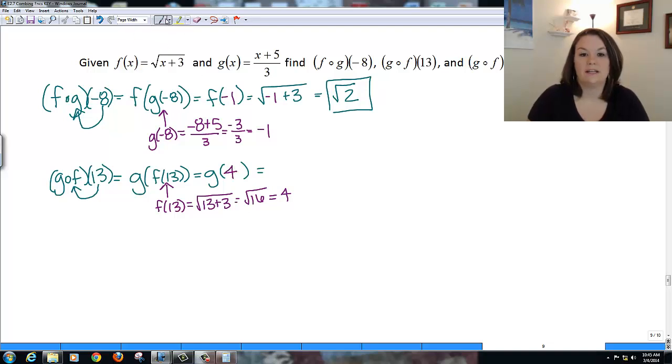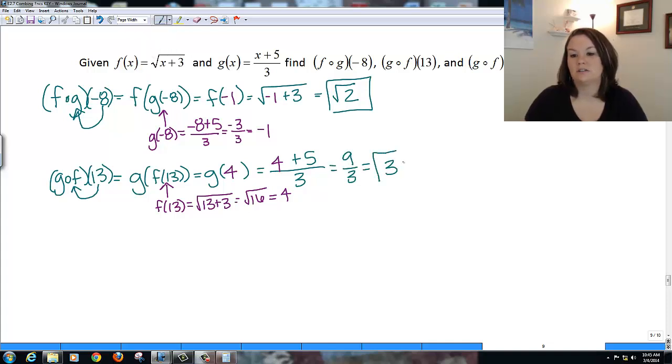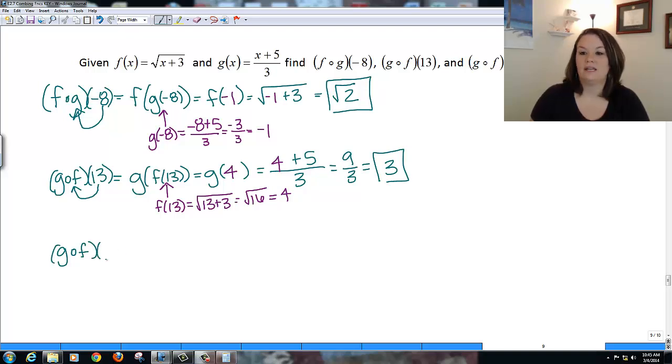My g function says to take my input plus 5 all over 3. And here my input is 4. So 4 plus 5 all over 3 gives me 9 over 3, which is just 3. Okay, and then the last one they want me to find is g composed of f evaluated at -8. So again, first thing I need to do is put -8 into f, and then whatever that is, I'll put it into g.